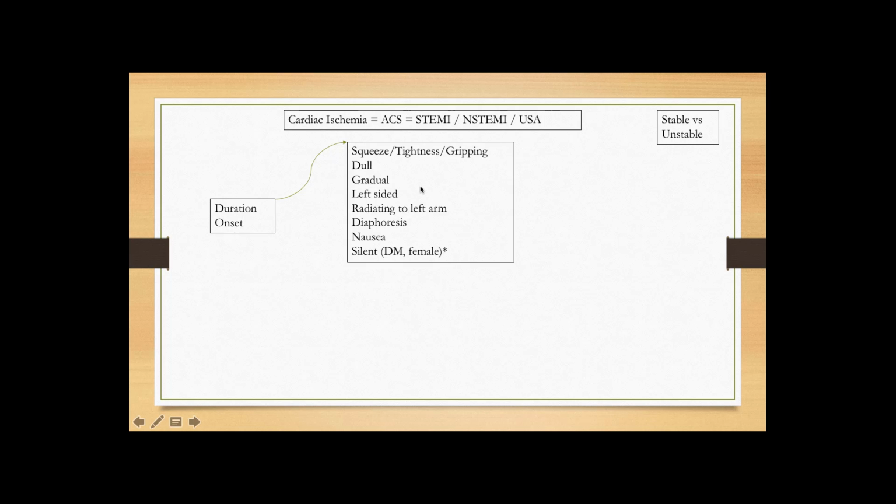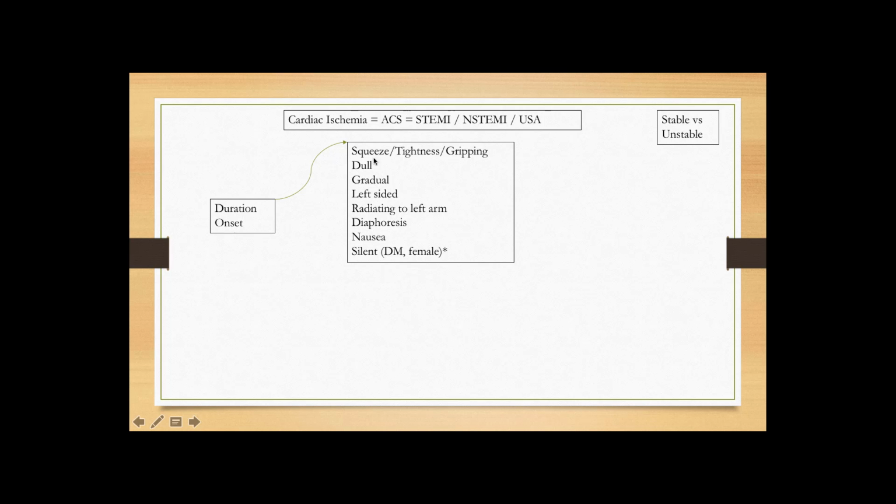In the case of acute coronary syndrome, or even stable angina, the patient will say that they have chest pain which is dull, and it's usually gradual in onset. It's not very sudden. It's like a squeeze or tightness and gripping. It's usually left-sided or substernal, and it can radiate to the left arm. Some patients have accompanying diaphoresis or nausea, but the classic characteristics of chest pain are right here.